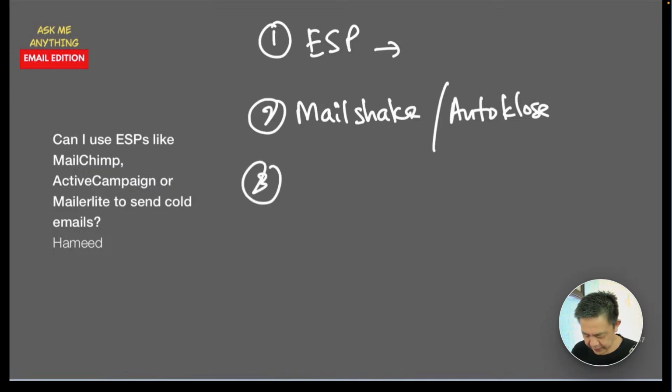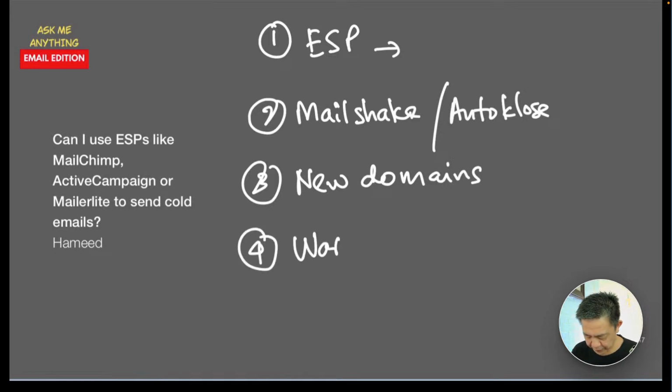And then number three, use new domains. These are domains that you don't use for your core business. You can use these to send. And obviously, once you have this new domain, you have to go through a warm-up process.